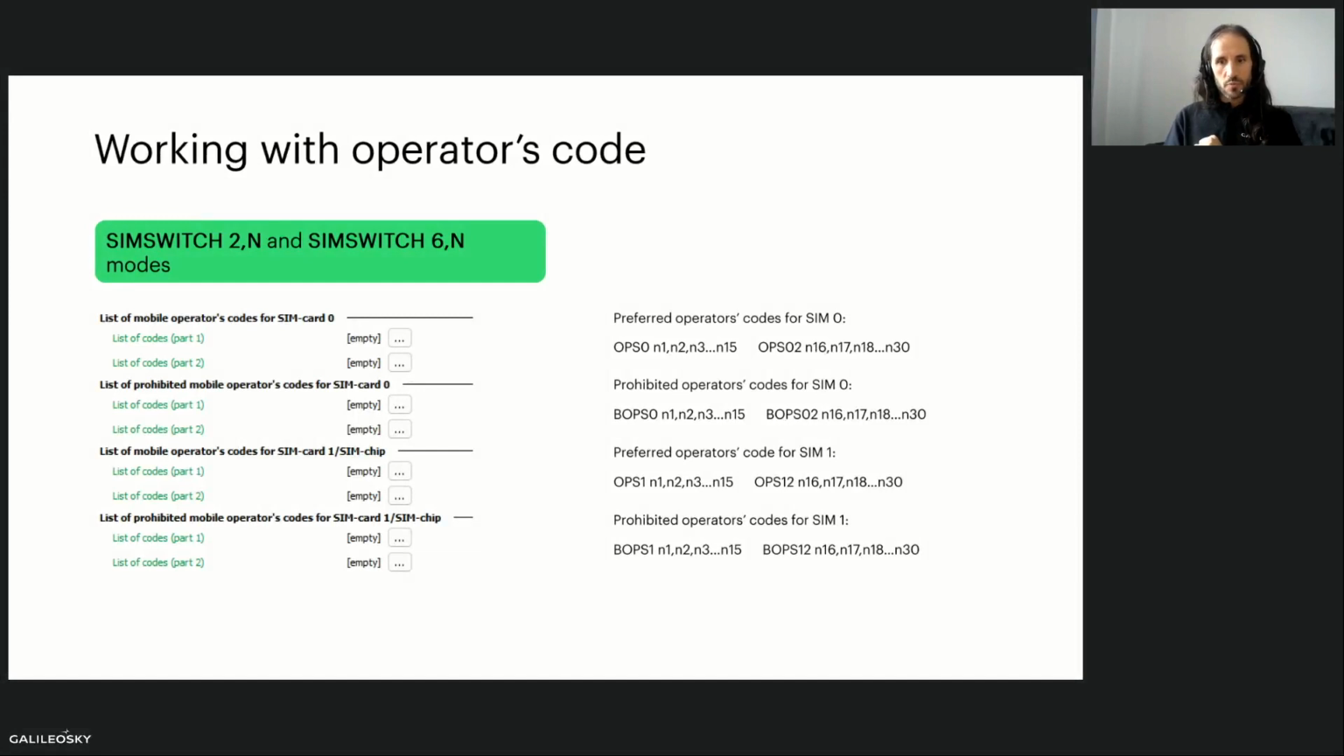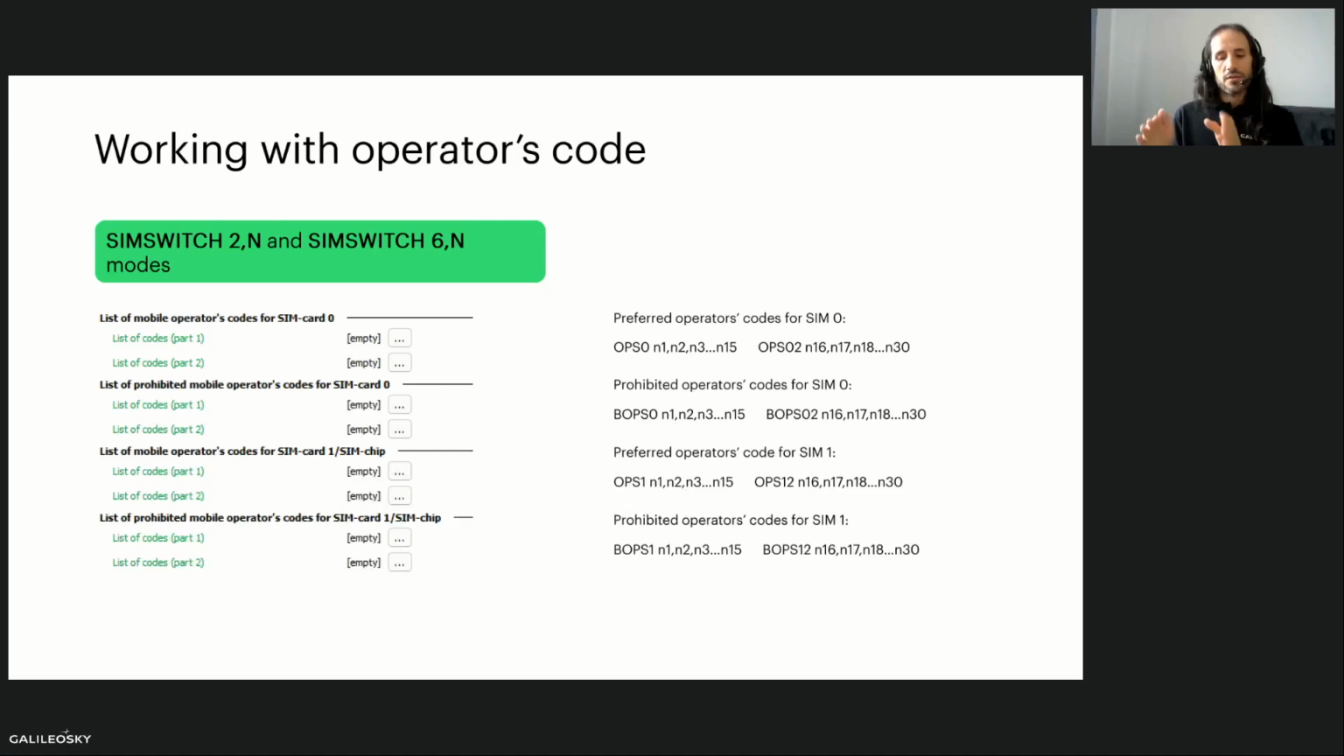The operator's code will work like this. You will have a list of preferred operators, and you will have a list of prohibited operators. The first list is preferred. It means that if the device is able to find exactly this operator code, it will connect directly to that. Maybe at some point it can find another operator, so it will try to connect to it. But when it finds the preferred one, it will connect directly to that one.